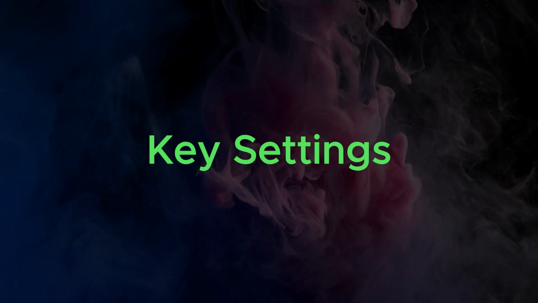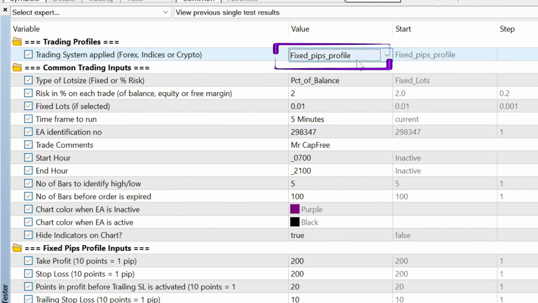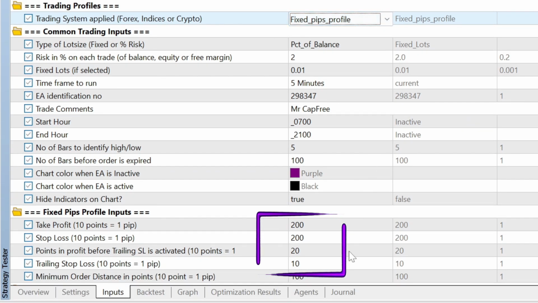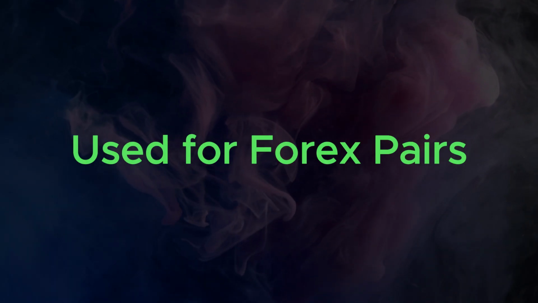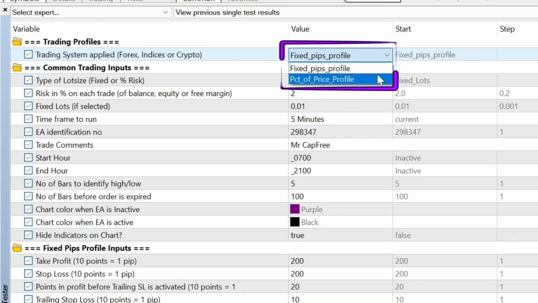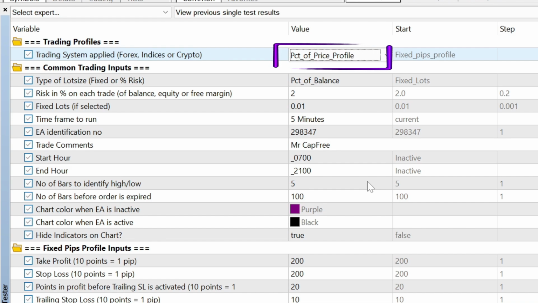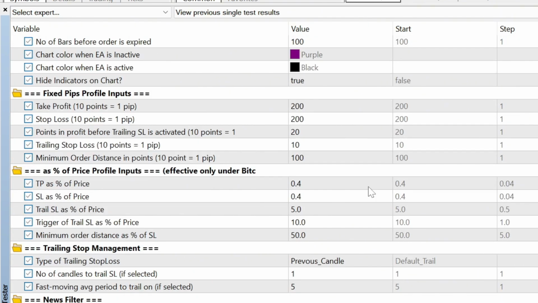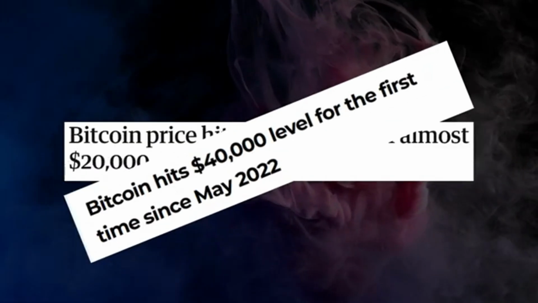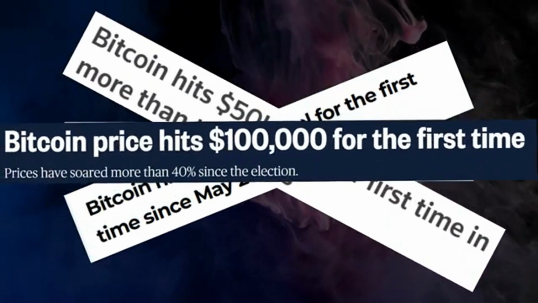Before we start with the modification of the EA, some of the very key settings that you definitely need to understand. The first one is the core profile. There is the fixed pips profile, which if you select that, then you define all of the stop loss, TP, trigger of the stop loss, and the trailing stop loss here. And this one is for when you're using Forex pairs. And then there's the percentage of price profile to determine stop losses, TPs, and trailing, etc. And this is because other asset classes can vary in prices. So Bitcoin used to be $20,000, then $40,000, then $50,000, and now $100,000.